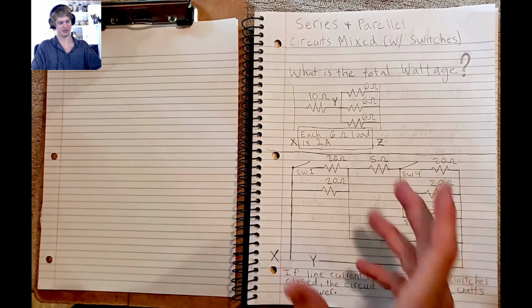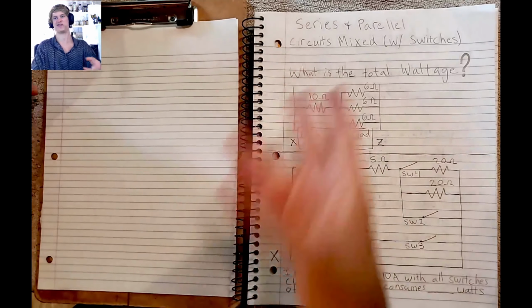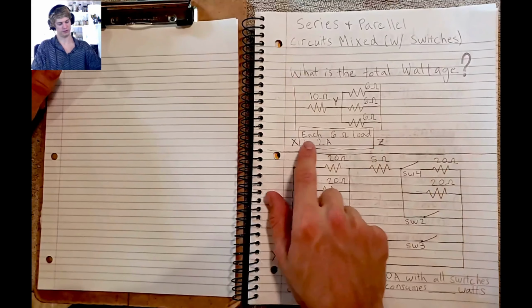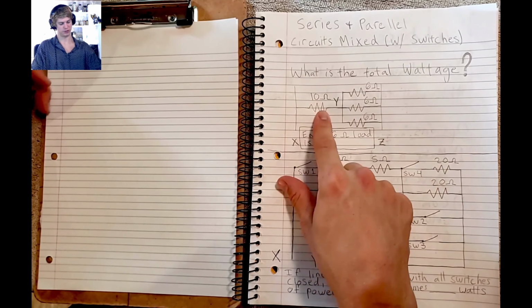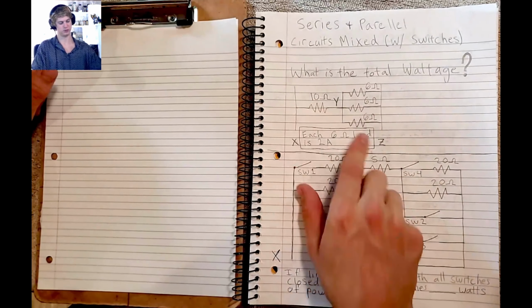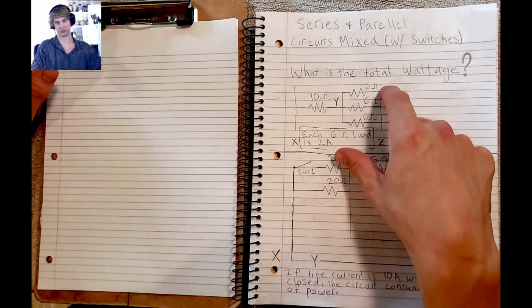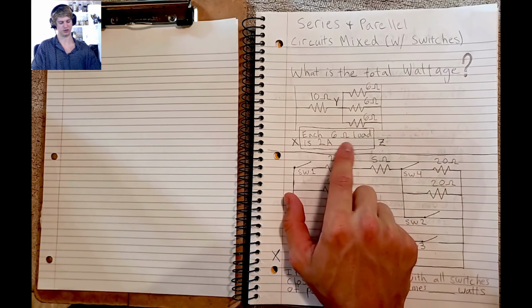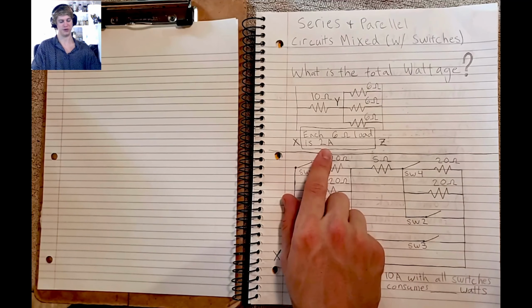Okay, so this next one doesn't have switches, but I think it's a good time to put this in here. And that is asking the total wattage of this circuit. So we see the 10 ohm resistor in series with three 6 ohm resistors wired in parallel. And we have the information that each of the 6 ohm loads is 2 amps.